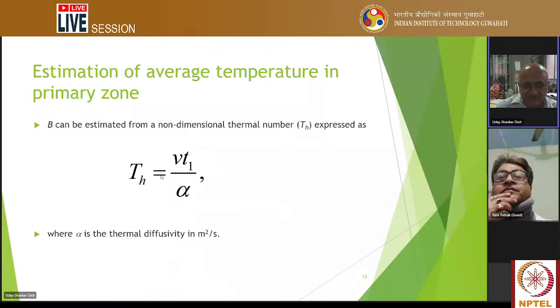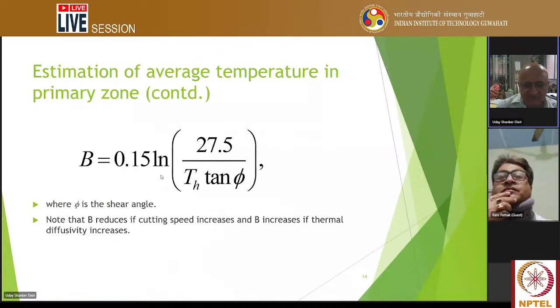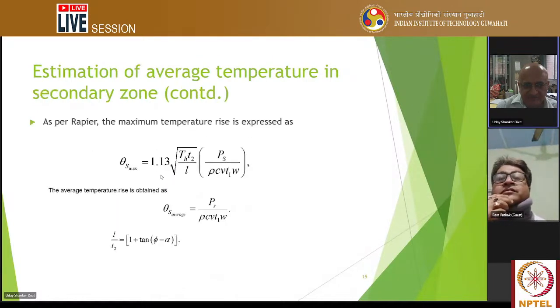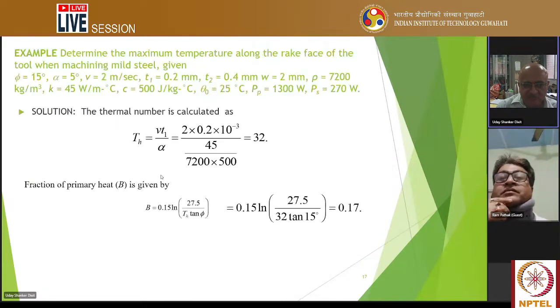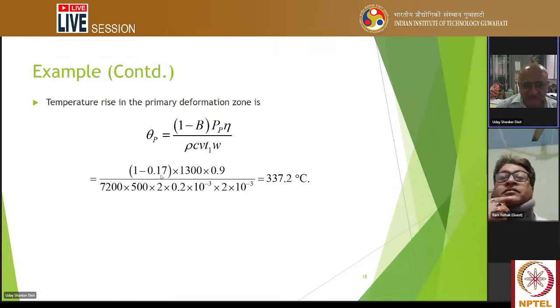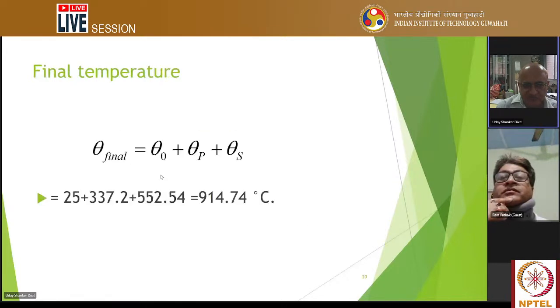And then these are somewhat empirical type of expressions. Because the moving heat source problem is very difficult as such, we use empirical equations. Say, for example, we are getting the final temperature as high as something like 900 degrees centigrade. How are we getting that?